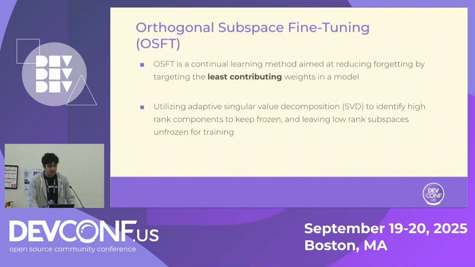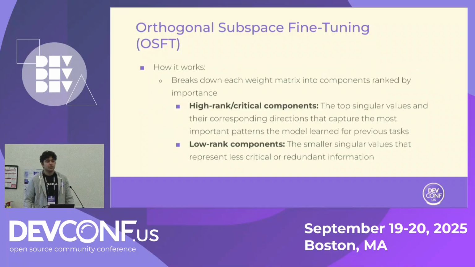So to explain in a little more detail, how it works is we're going to look at each weight matrix in your model and break it down into components ranked by importance. So for the high-rank or critical components, or the top singular values when we perform SVD and their corresponding directions, these capture what we believe is the most important patterns the model learned for previous tasks. These are the components in your matrix that have the largest effect when taking in an input and producing an output. There's then the low-rank components, which are the smaller singular values that represent less critical or redundant information.